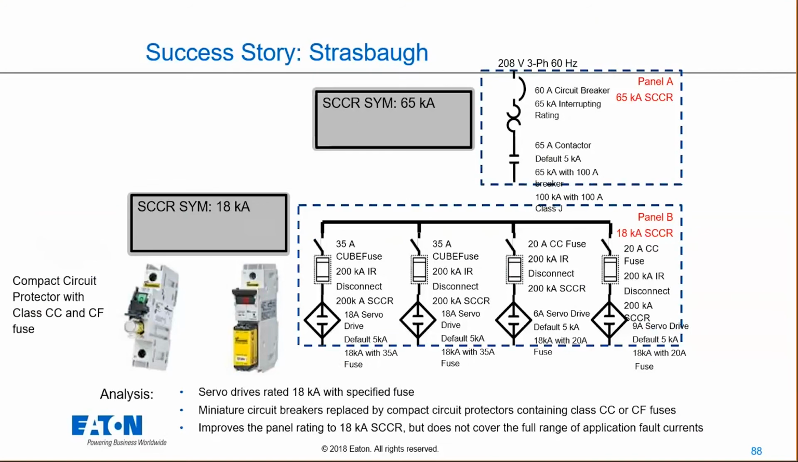And that's specified by the manufacturer, right? We're not using those branches to raise the ratings. These are already tested values from the servo manufacturer. They have a default rating of 5 kA, but then they get an 18 kA rating with a max 35 amp fuse. So we're following the manufacturer's instructions.